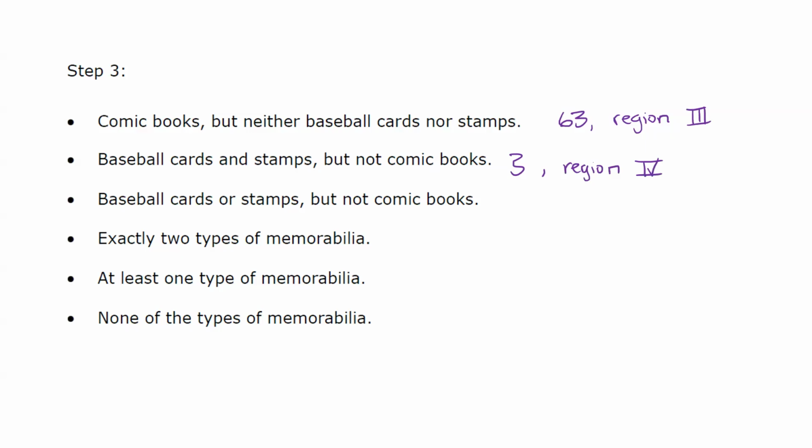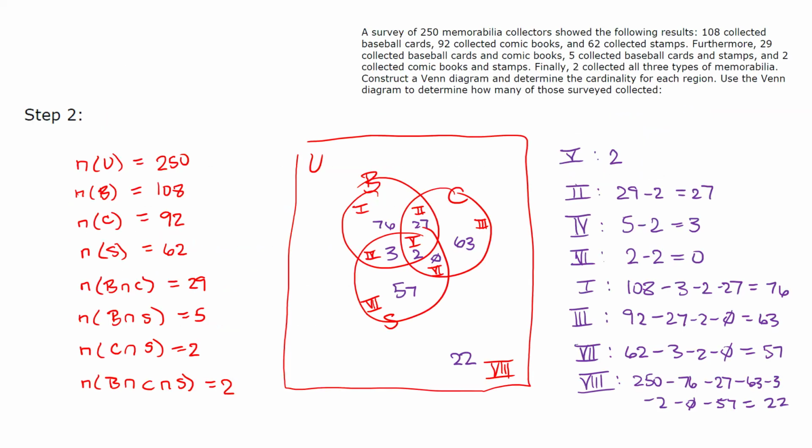Next, we want baseball cards or stamps, but not comic books. Okay, so we're going to have some addition here because we have "or", so we want a union. So everything in the first set and everything in the second set. So baseball cards or stamps, which means we're going to add all of the values, but we want to eliminate the values that are shared with the comic books.